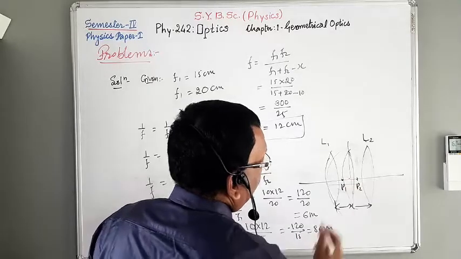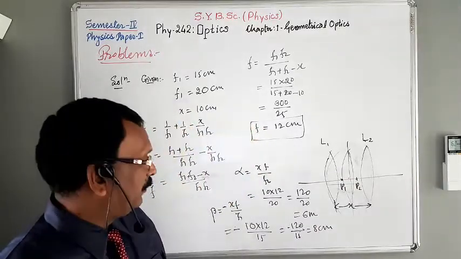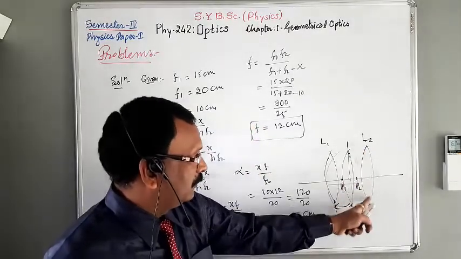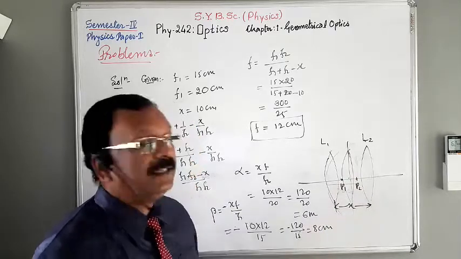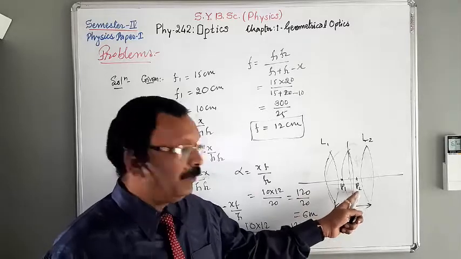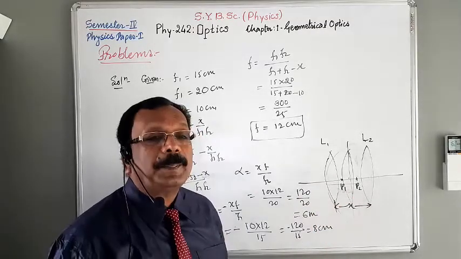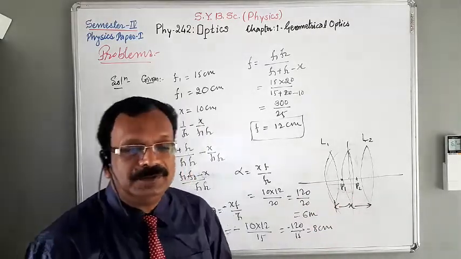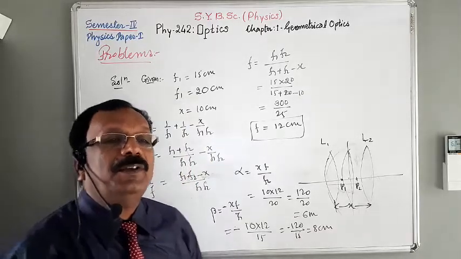So principal point P2 is situated from the second lens at a distance of 8 centimeters. The negative sign is due to, as per sign convention, P2 being situated to the left of L2. Okay. Now next problem.